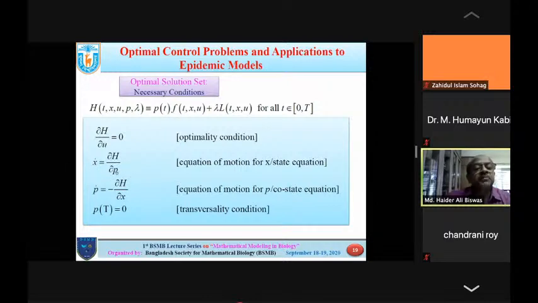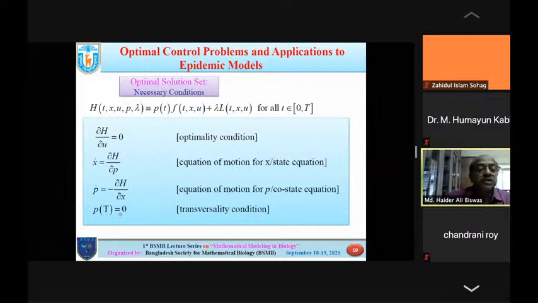This P is the co-state variable, and in optimization problems we call this P a Lagrange multiplier. In optimal control, this Lagrange multiplier is actually the co-state variable, and the solution is the co-state equation. This equation is the co-state equation, this is P. So this set of necessary conditions we will get, and the fourth one is the transversality condition. This is actually called the corner condition.